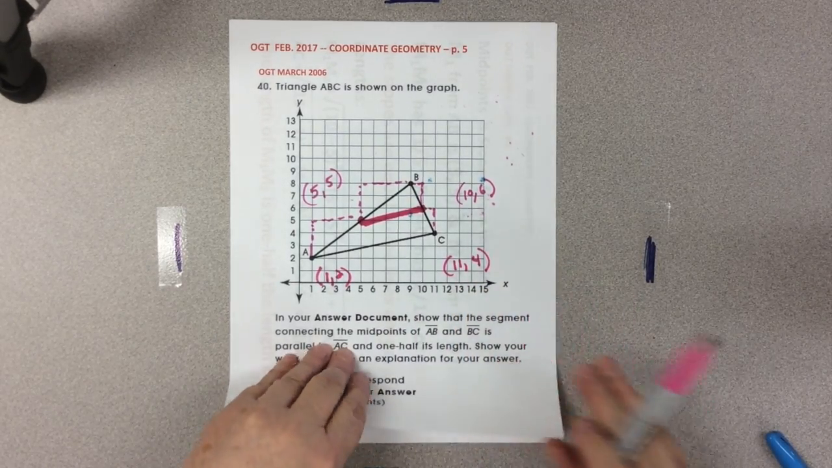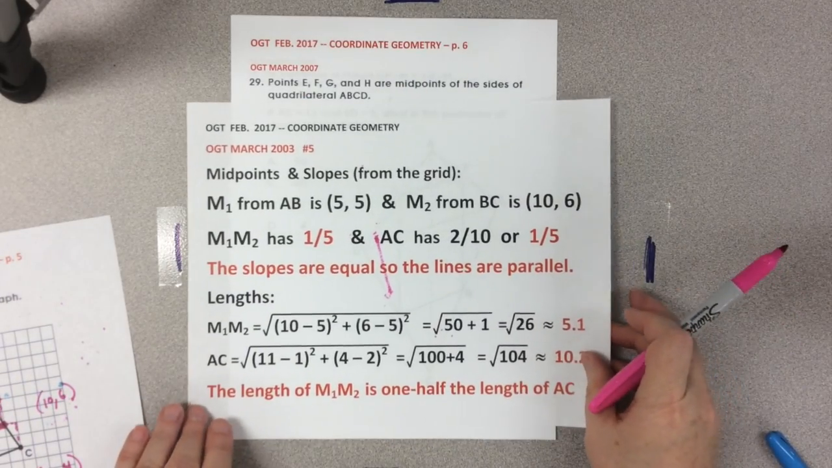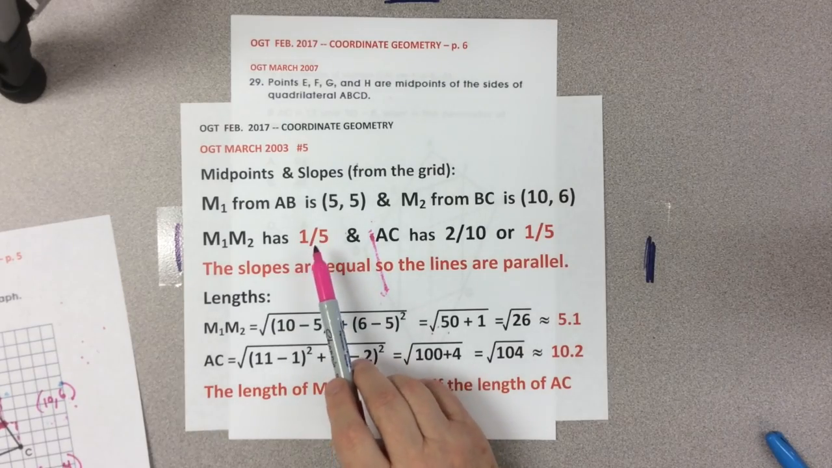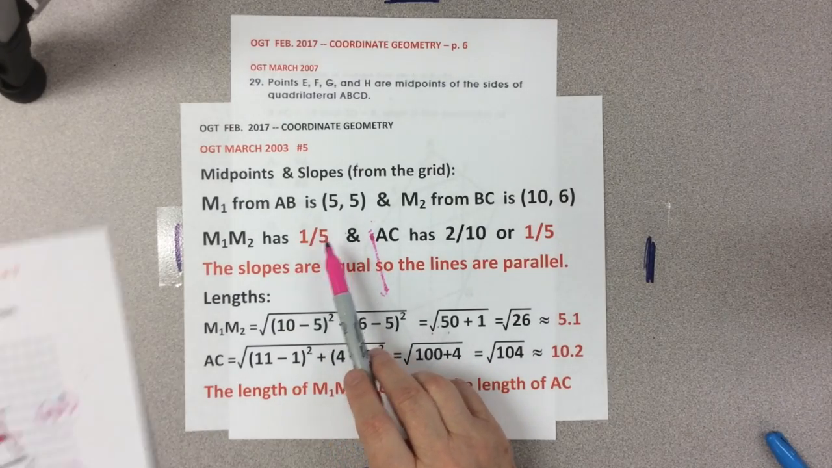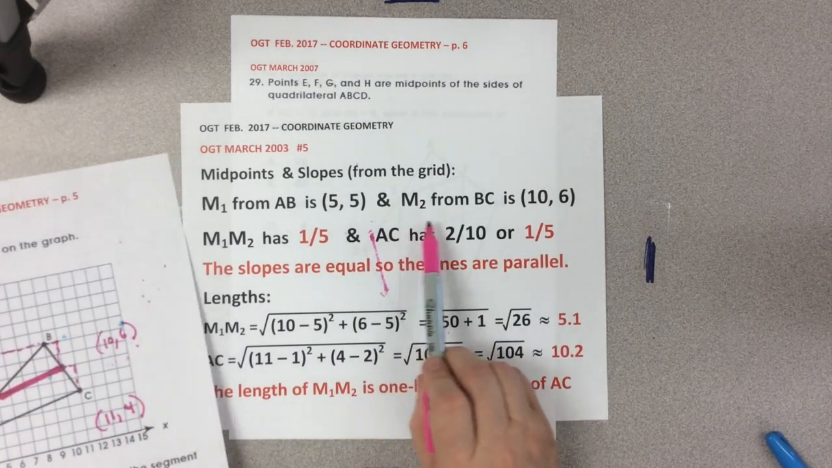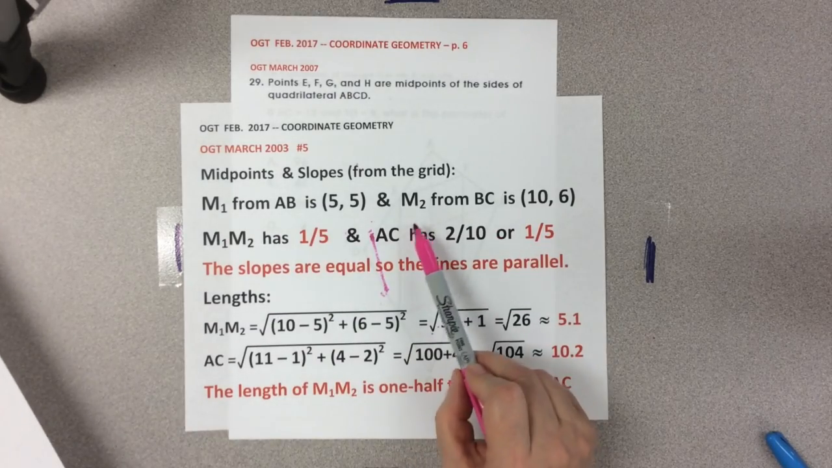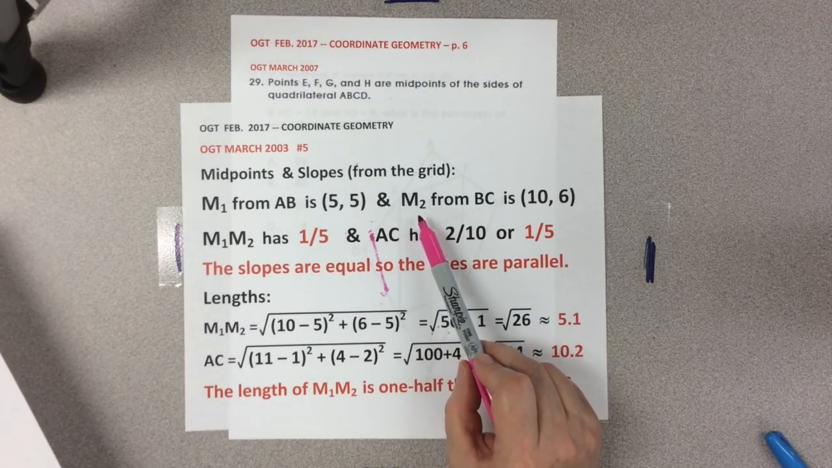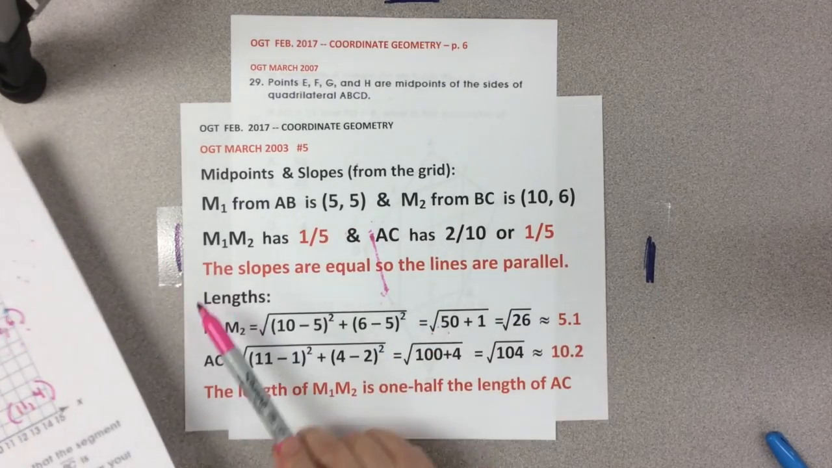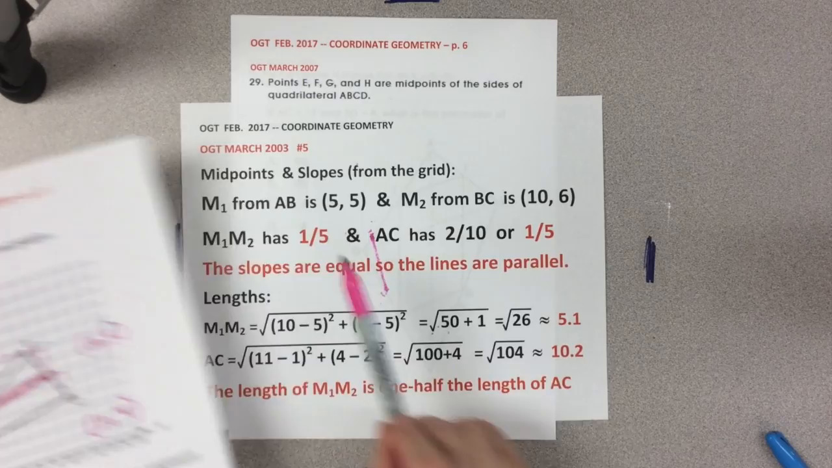So to find the slope, oops, I can see some of that's writing on top of that. Sorry about that. It said here's the midpoint. The midpoint from AB, as we mentioned, was the point (5, 5). The midpoint from BC is (10, 6). I called them M1 and M2. I just made up names for those points, but they're midpoints. Then I said this M1M2 has slope 1/5.